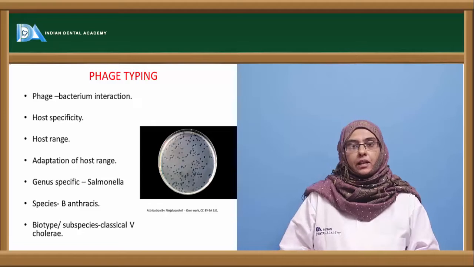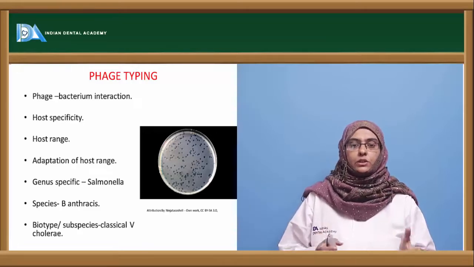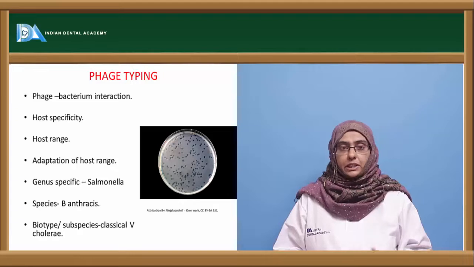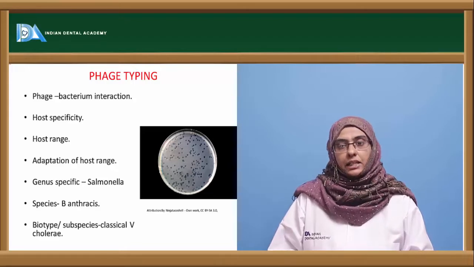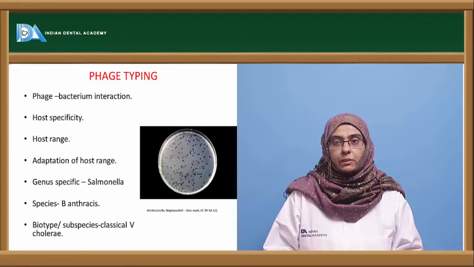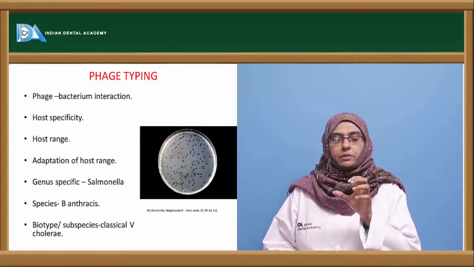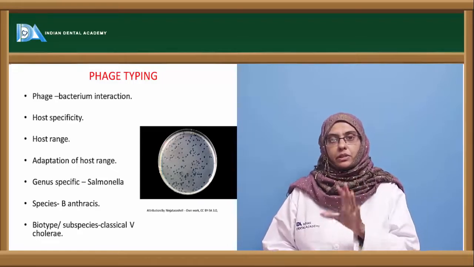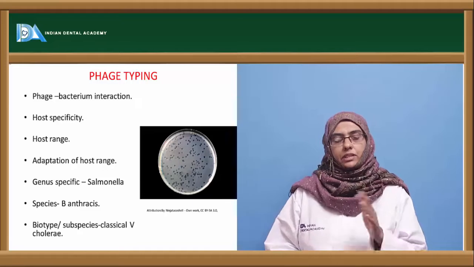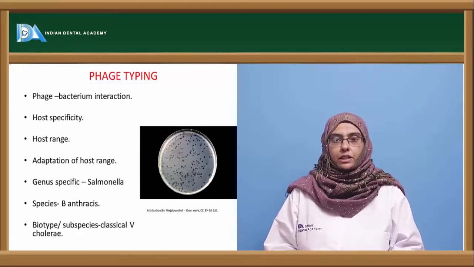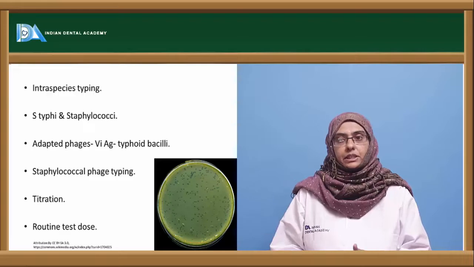Now there are certain phages which are genus specific that can cause lysis and infect a large group within a genus, for example Salmonella, and species specific phages that can infect only a specific species of bacteria such as Bacillus anthracis. And there are certain phages which are called biotype or subspecies phages, which can infect only a particular subspecies in an organism, that is a genus. Take for example Vibrio cholerae. They have two types of organism, classical and El Tor. So there are subspecies bacteriophages that have the ability to infect only the classical V. cholerae. And this phage typing is mostly used for intra-species typing.